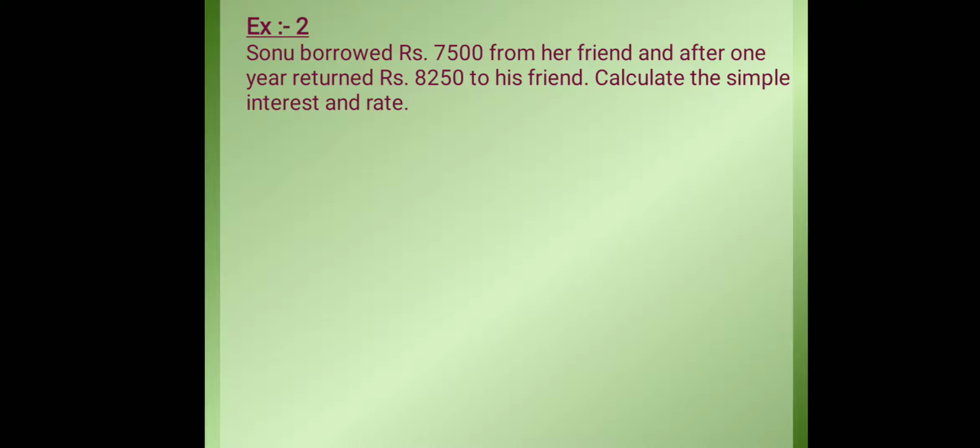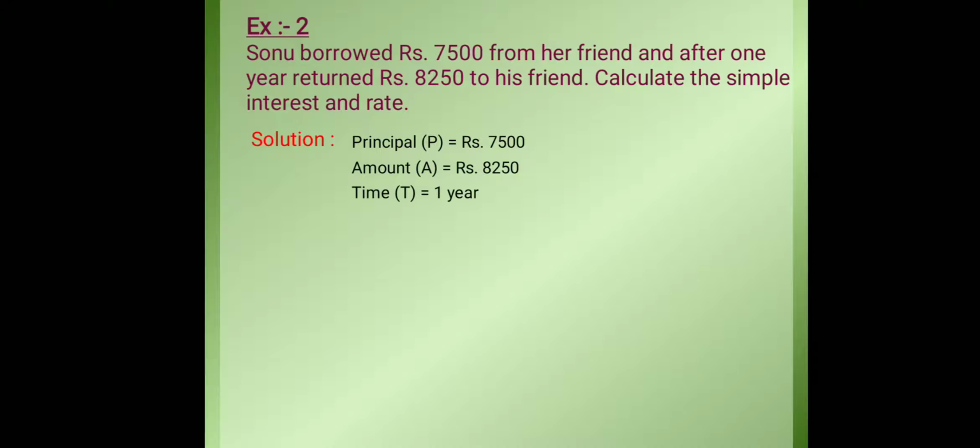Example number 2. Sonu borrowed rupees 7500 from her friend and after 1 year returned rupees 8250 to his friend. Calculate the simple interest and rate. Let us find the solution. Here principal P is 7500 rupees. Amount A is equal to 8250 rupees. Time T is equal to 1 year.